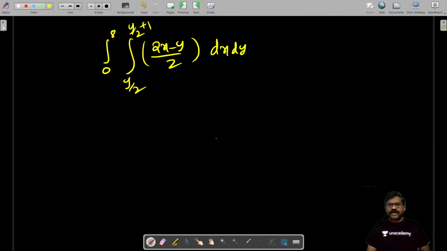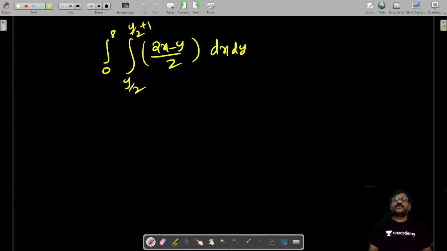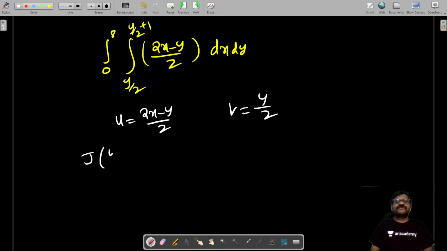Now this is the given double integral. This double integral changes to a double integral of a function of u, v form. The given substitution is u equal to 2x minus y by 2, v equal to y by 2. Now, first we have to calculate the Jacobian. First I am calculating the Jacobian of u and v with respect to x and y.